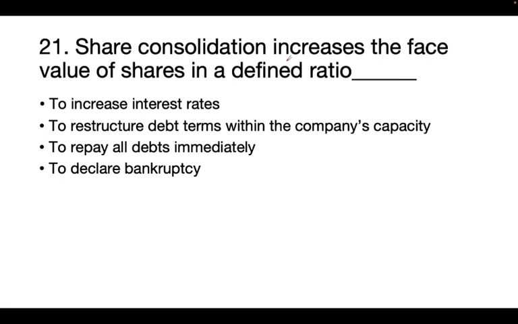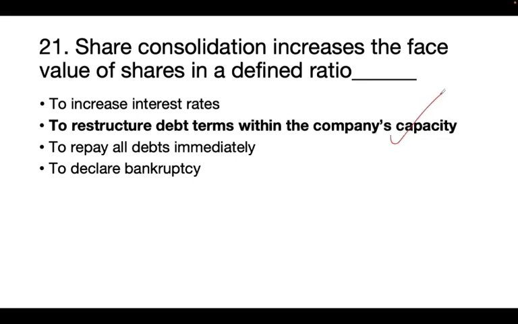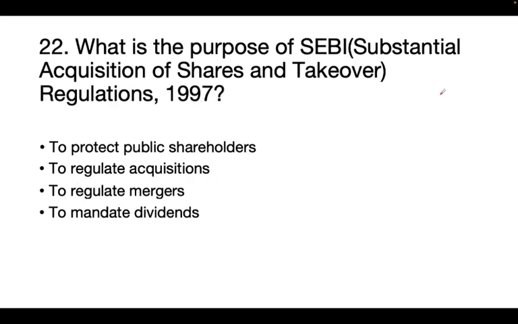Next question. Share consolidation increases the face value of shares in a defined ratio. Options are to increase interest rate, to restructure debt terms with the company's capacity, to repay all debts immediately, to declare bankruptcy. Answer is to restructure debt terms within the company's capacity.